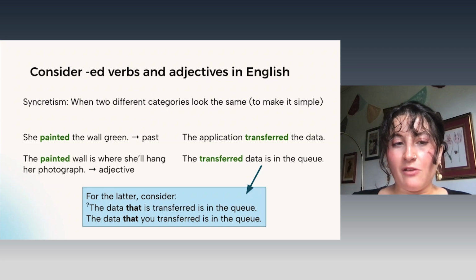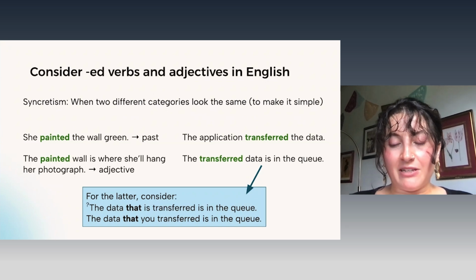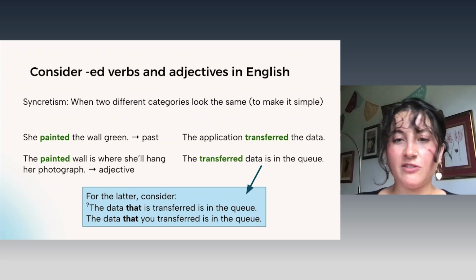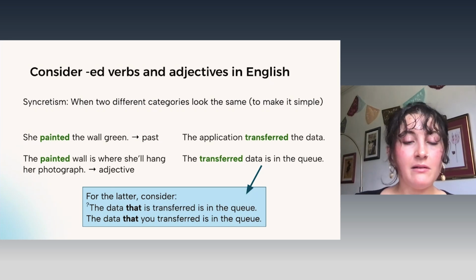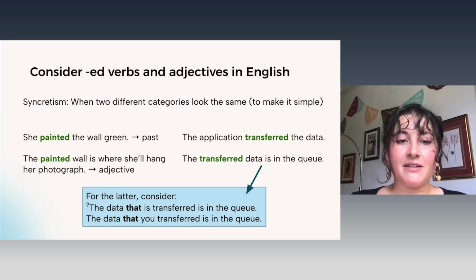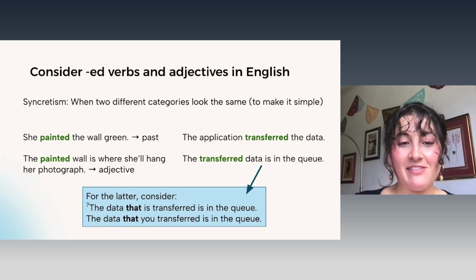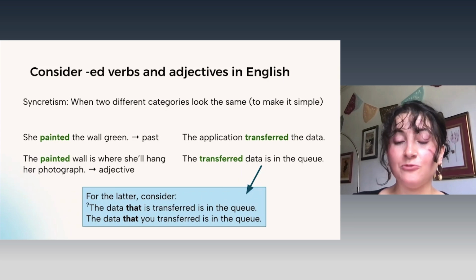And this is an example where you have to use your best judgment. So maybe you read the first sentence, the data that is transferred is in the queue, and you're like, that's just too much of a mouthful. I don't like that. By all means, you don't have to do it. But I think sometimes adding that is also nice because it clarifies who's doing the action.